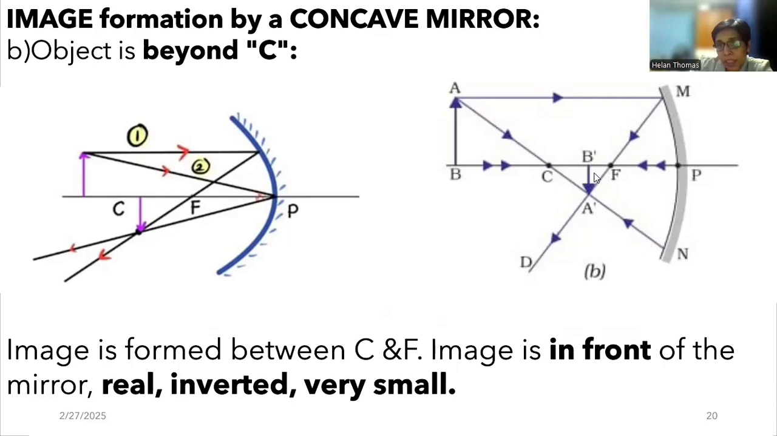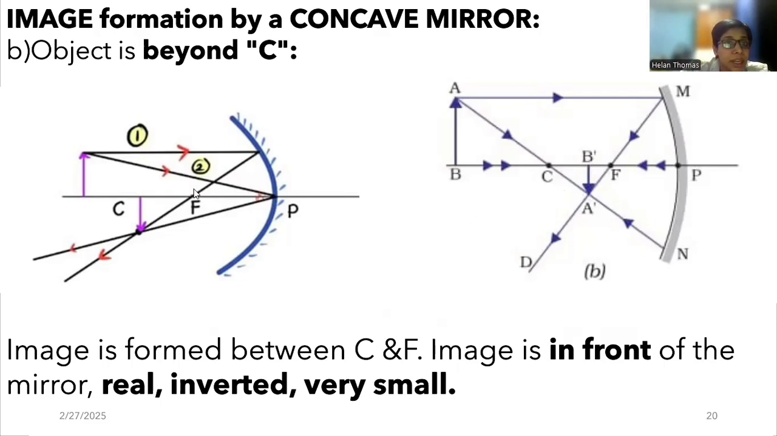At the junction of these two rays is where the image is formed. The image is always formed away from the principal axis. Always remember this. Where are the two rays meeting? At this point, the two rays are meeting, so here the image will be formed. On the principal axis, we put B prime and A prime. That is the image.